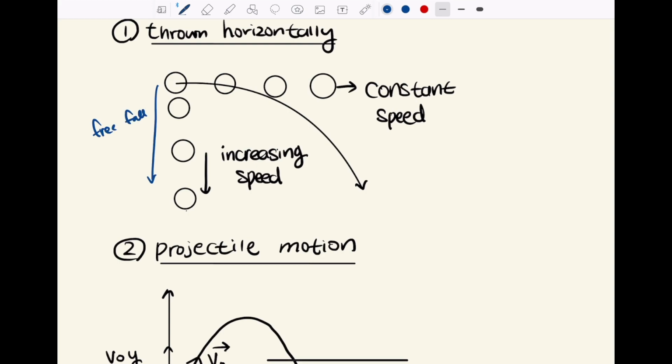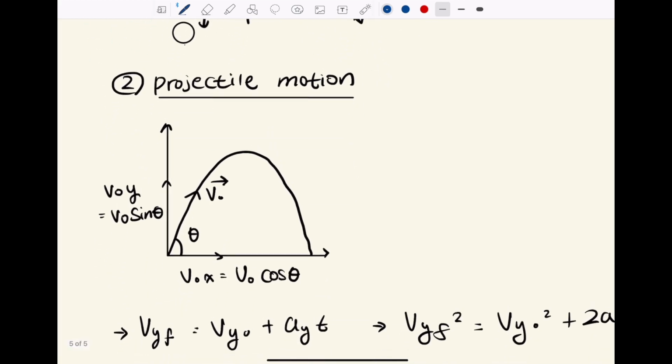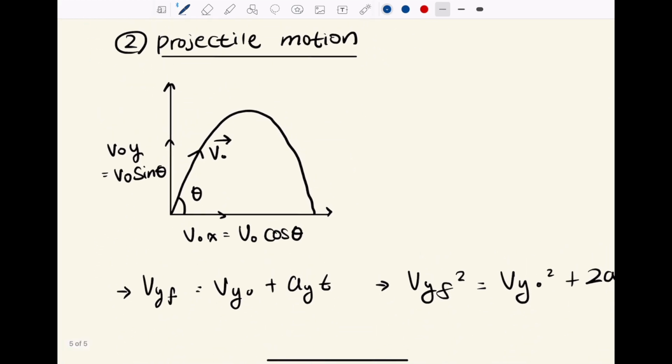And the horizontal motion of the ball that's thrown horizontally is a motion that has constant speed and no acceleration. And building up upon that horizontal motion, there's projectile motion. In a projectile motion, it's usually a ball being launched at an angle. That's what we usually call a projectile motion.